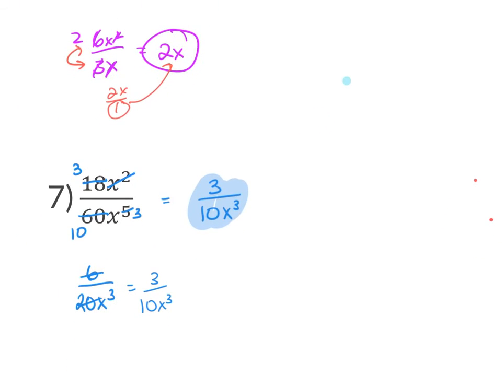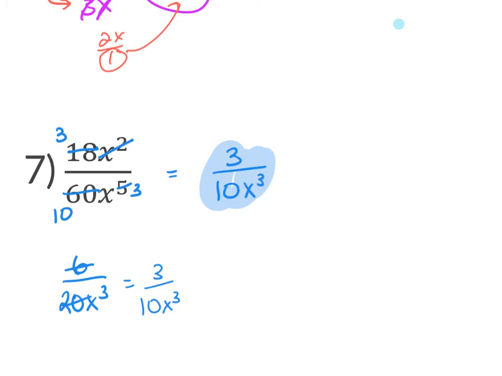All right, we're going to go to 7, and then we're going to go to 6. So 7, 18 and 60 are both divisible by 6. 18 divided by 6 is 3, 60 divided by 6 is 10, and then I can cancel out 2 of the x's here, leaving 3 in the bottom. And then my answer is 3 over 10x to the third.